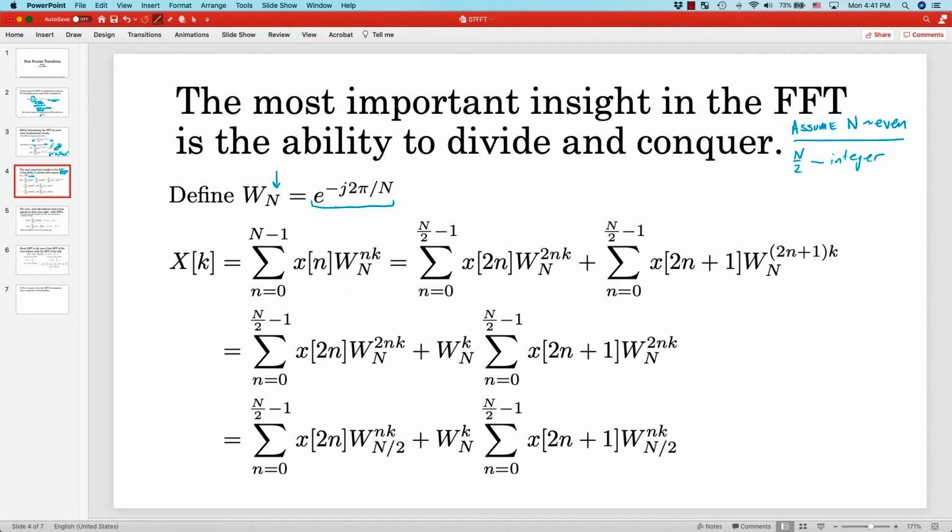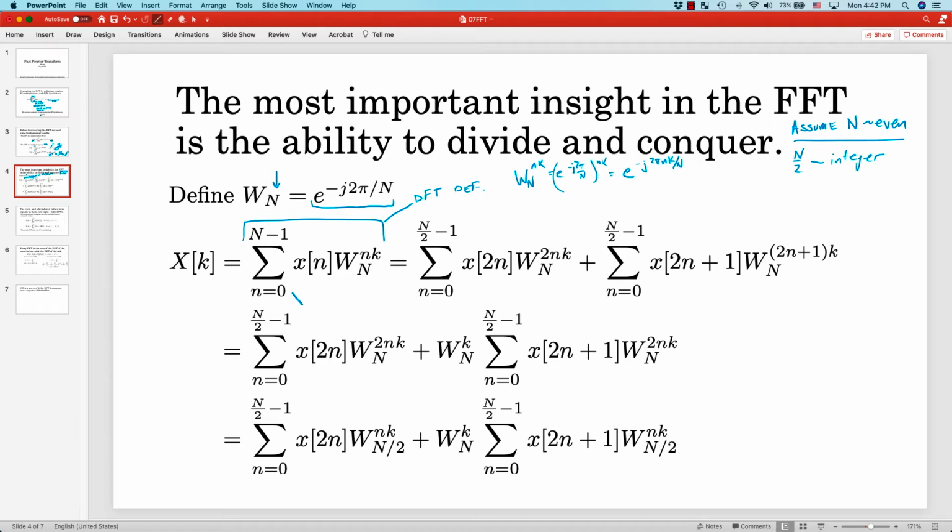Okay, so if we use this notation, then all of a sudden we can write the definition of the DFT in terms of W sub N to the nk, right? Because if I write W sub N raised to a power, that's e to the minus j 2 pi over N raised to that power, which is the exact exponent we want: e to the minus j 2 pi little n times little k divided by big N.